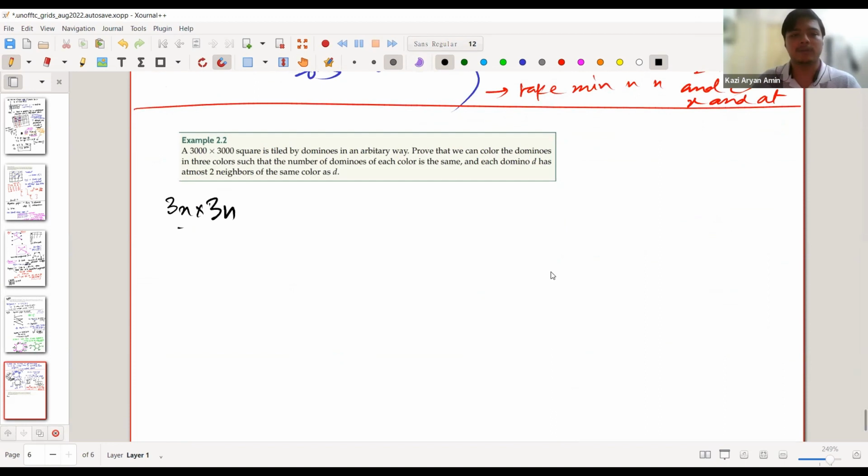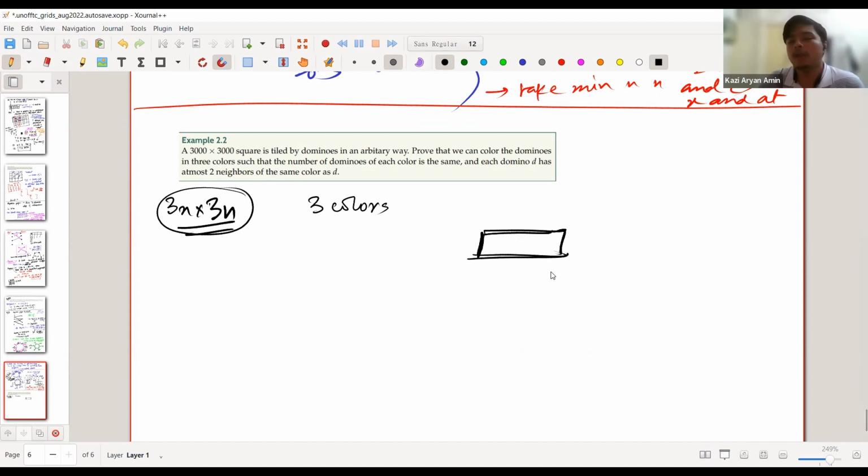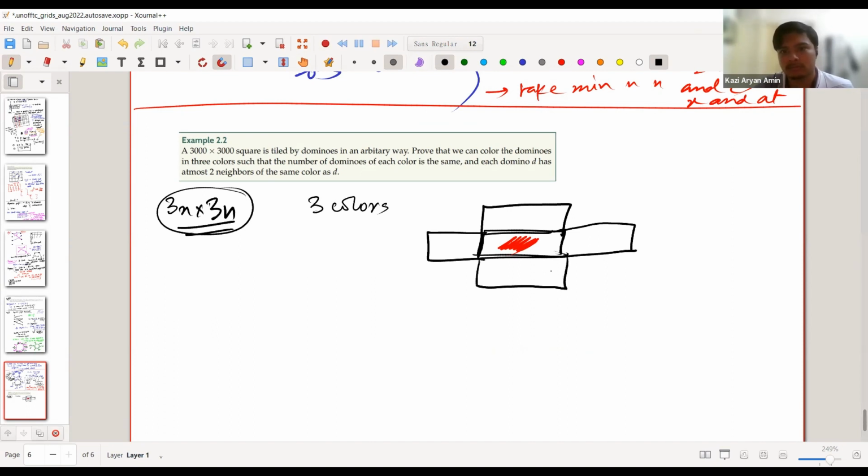Does everyone understand what this problem is about? You have a 3n cross 3n square, and you tile it with dominoes, and you want to color the dominoes in 3 colors, so that every domino has at most 2 neighbors of the same color. So suppose this guy is red, then let's draw its neighbors, and the number of dominoes of each color is the same. So at most 2 neighbors of the same color.